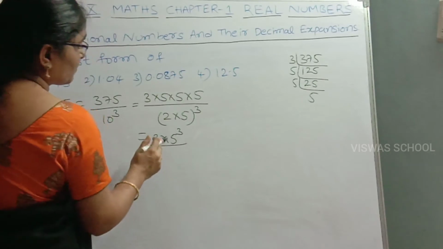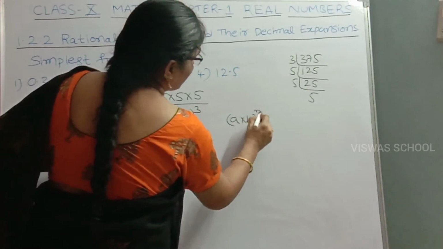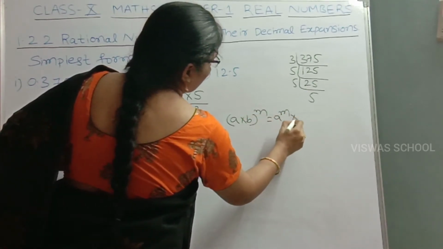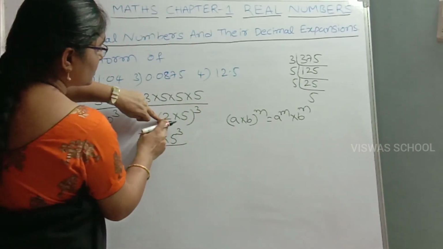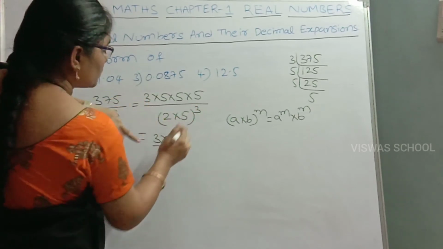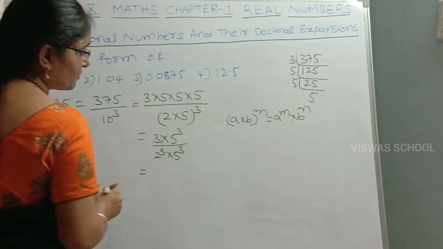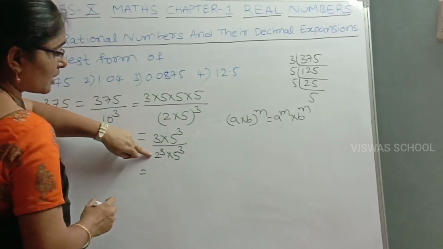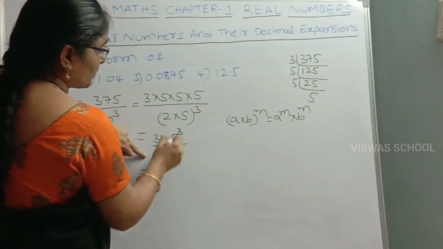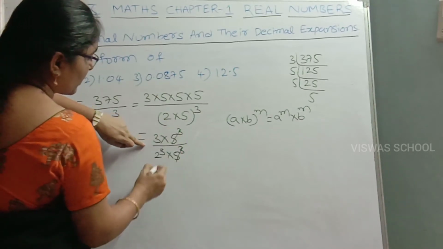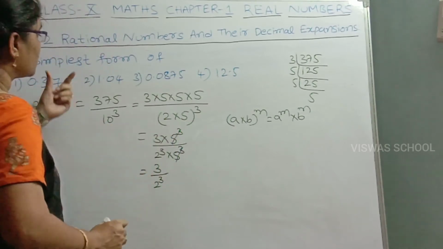And the denominator, 10 cube, is written as 2 into 5 whole to the power of 3. It is in the form of A into B whole to the power of M, which equals A to the power of M into B to the power of M. So write this as 2 to the power of 3 into 5 to the power of 3. Now we observe the numerator and the denominator. Here 5 power 3 and here also 5 power 3, these two get cancelled. Now the remaining numerator is 3 and the denominator is 2 to the power of 3.